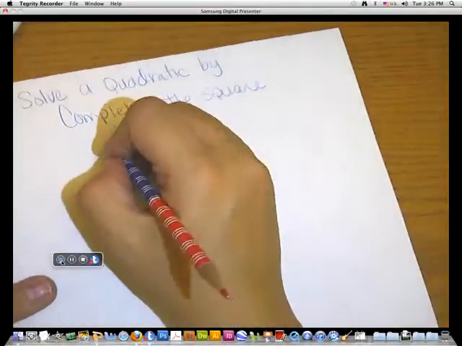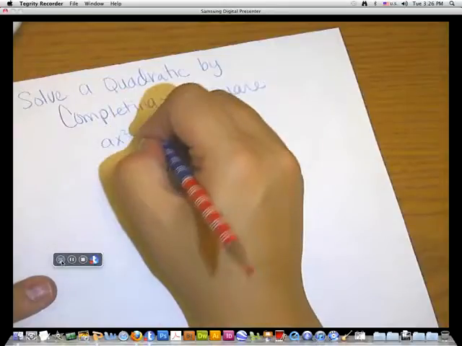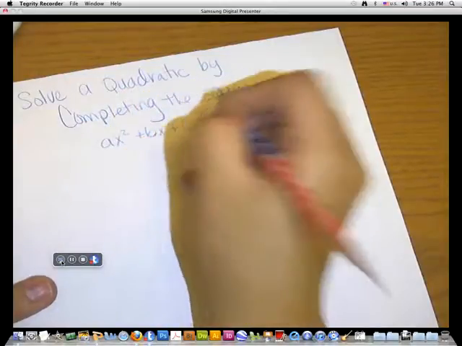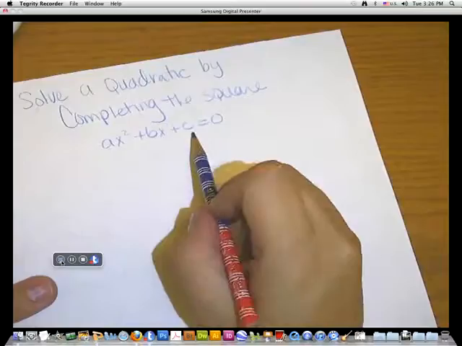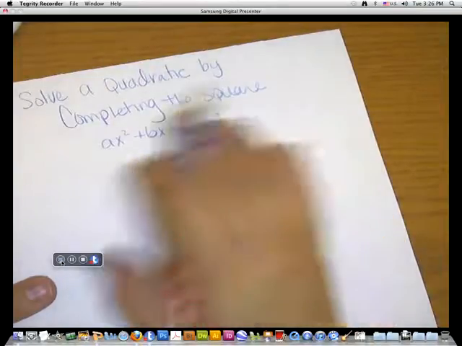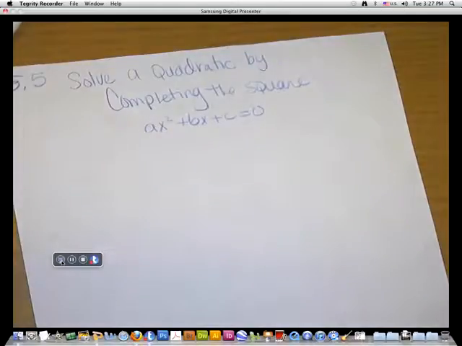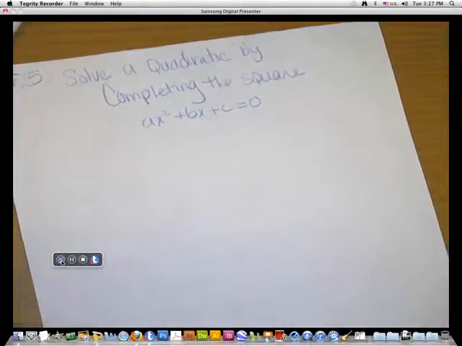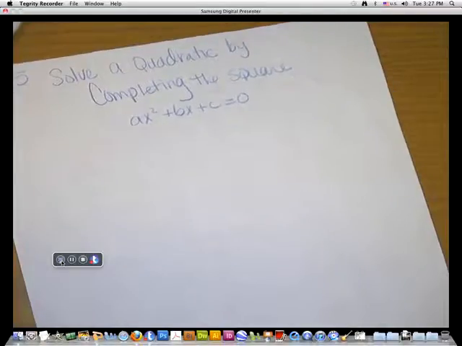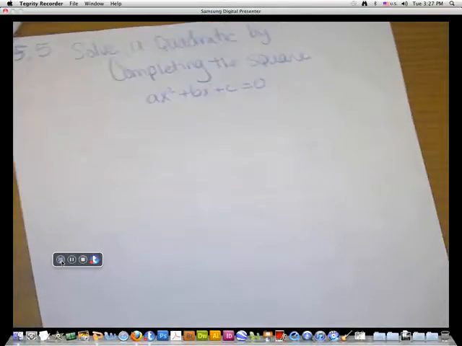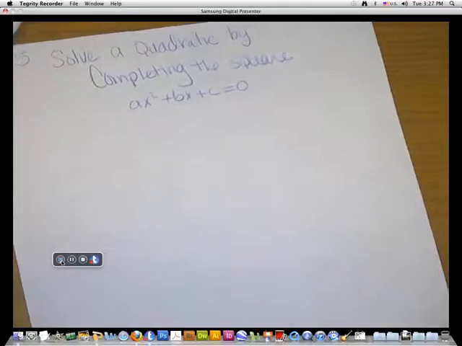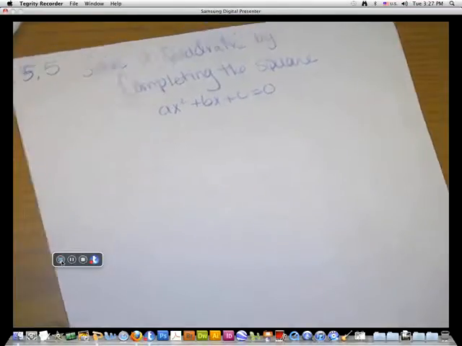Now, keep in mind, we are working from the general form, ax squared plus bx plus c, and it has to equal 0. There is no option on this. It has to equal 0, or we cannot solve or move forward or factor, or complete the square, or even later do the quadratic formula. All right. So first of all, we have many steps to this. So we're going to get through the steps, and then we're going to apply it to some examples.